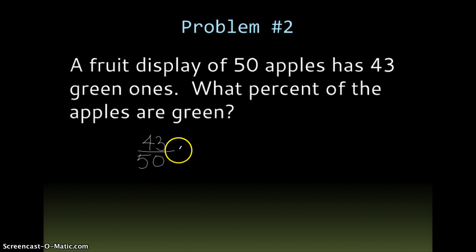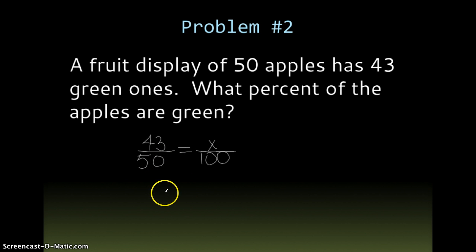The other way to do it is, because percent means out of 100, we put it out of 100, and we can say this is x. Now, you know that 50 times 2 is 100, so you can multiply 43 times 2 to get x. The other way to do it is just cross multiply, like we've learned. So you multiply 43 times 100, and then divide by 50.